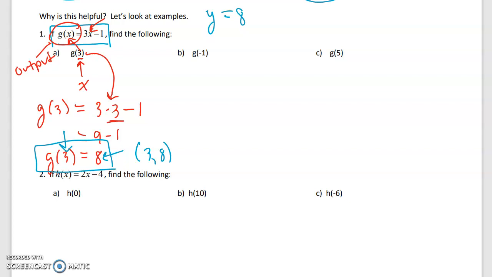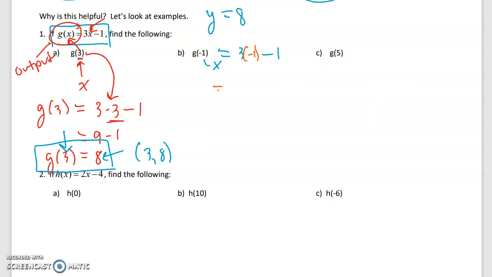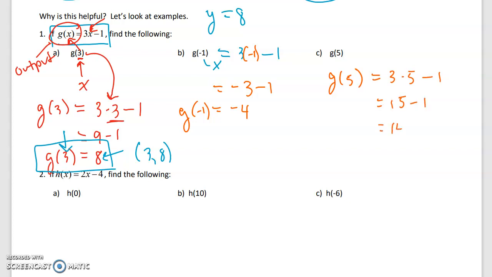All right, let's do this again. So g of negative 1, again, we're going to replace the x in 3x minus 1 with negative 1. We're going to do the math and get our output. So g of negative 1 is negative 4. And again, g of 5 is 3 times 5 minus 1. G of 5 is 14.